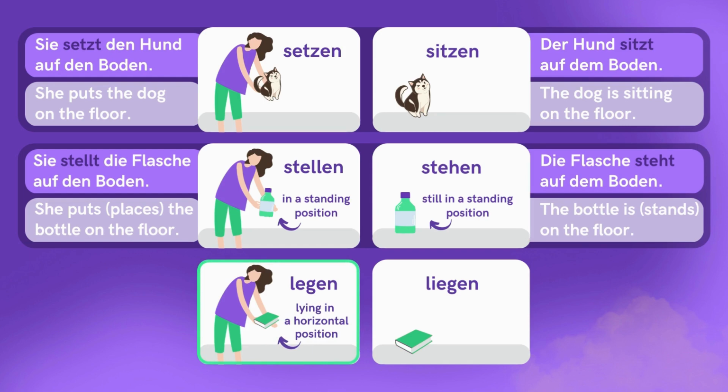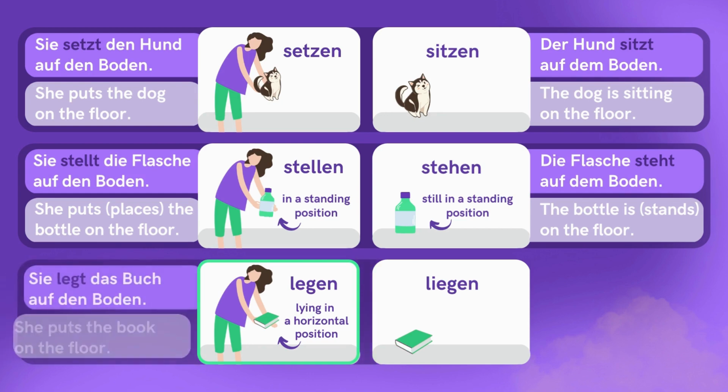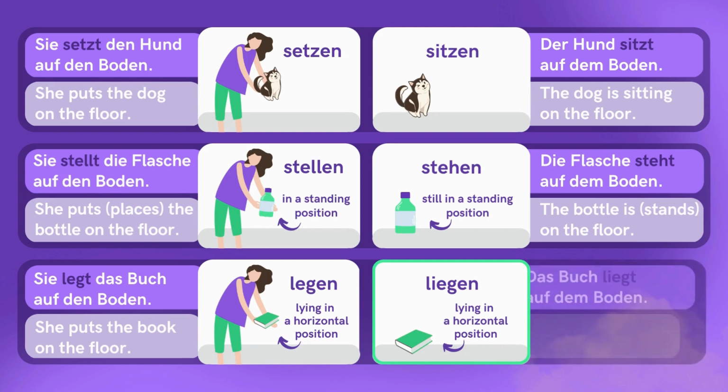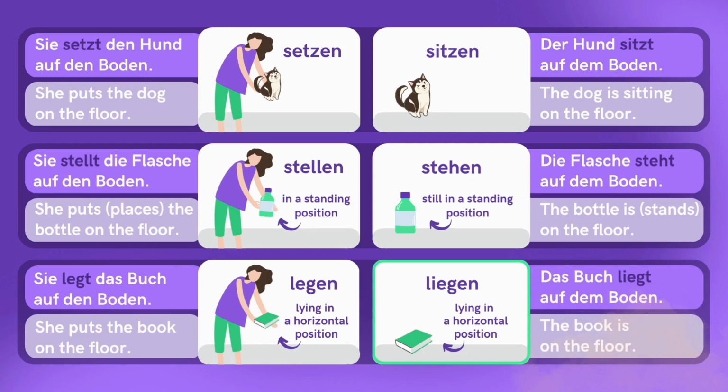In the fifth image, we can see a girl holding a book in her hands before placing it on the floor, with one notable detail. The book is lying in a horizontal position. In this case, we use the verb legen. Sie legt das Buch auf den Boden. In contrast, the last image shows a book lying in a horizontal position that is already on the floor and remains there. For this situation, we use the verb liegen. Das Buch liegt auf dem Boden.